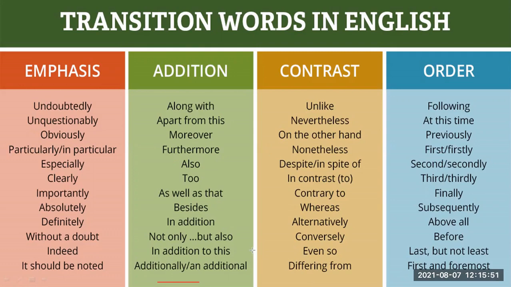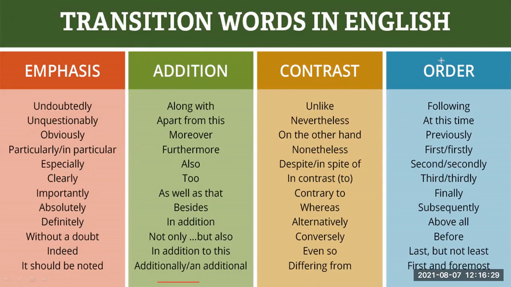So what if you are showing contrast, all right? You are saying something opposite to what you have earlier said, then you can say unlike, nevertheless, on the other hand, nonetheless, despite, in spite of, in contrast to, contrary to, whereas, alternatively, conversely, even so, differing from. So there are some phrases that will enable you to contrast a new idea from the previous one.